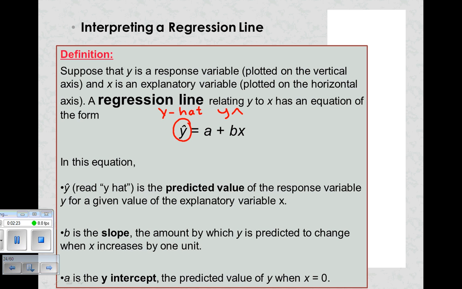All right, so y hat equals a plus bx. This is actually linear. This is just my slope. And this guy's my y-intercept. This is for my regression line, which is a prediction. Okay, so y hat is the predicted value of the response variable y for a given value of the explanatory variable. You need to get this word in there when you're describing. Even when you describe in context, you need to say it's a predicted. B is the slope and a is the y-intercept.